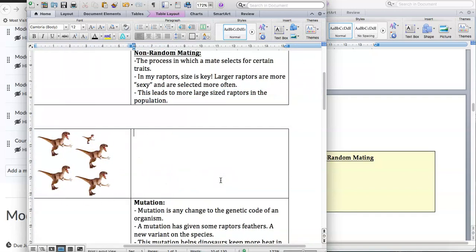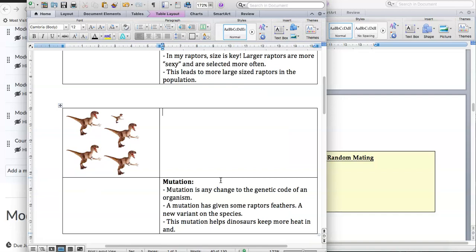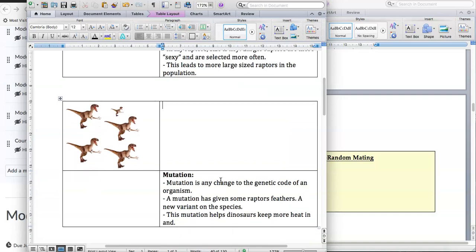Your second agent of change that you're going to be doing is mutation. So full marks again. What is a mutation? Any change to the genetic code. What is that mutation going to do to the population? So I said it's going to give some raptors feathers, which is a new variant on the species.